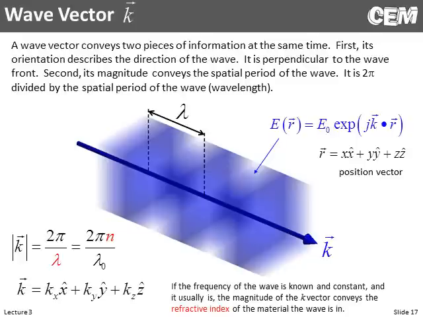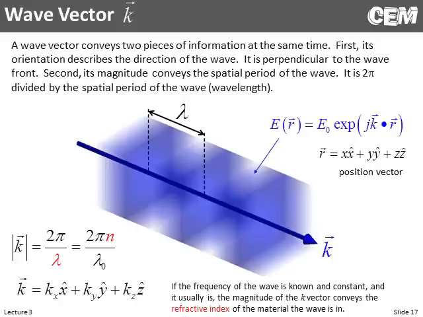So if the frequency is known, the free space wavelength is known, and the magnitude of K conveys refractive index, multiplied by that 2 pi over lambda, but that's just a constant. When we get to index ellipsoids, we're going to come back to that, and we're really going to think of the magnitude of K as being the refractive index, scaled by a constant. So does that make sense?